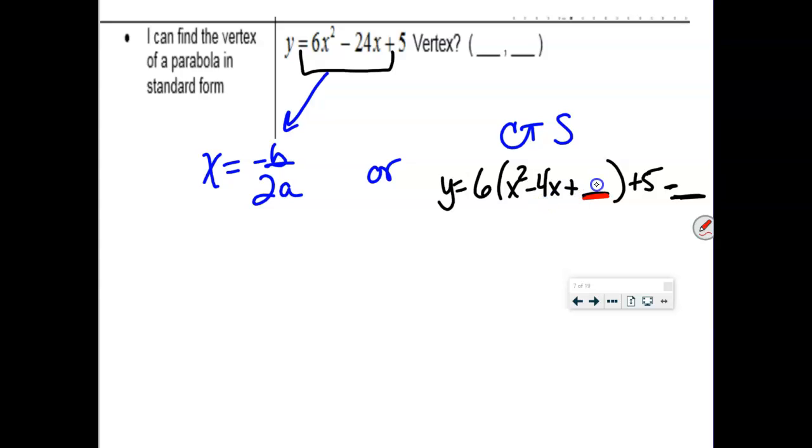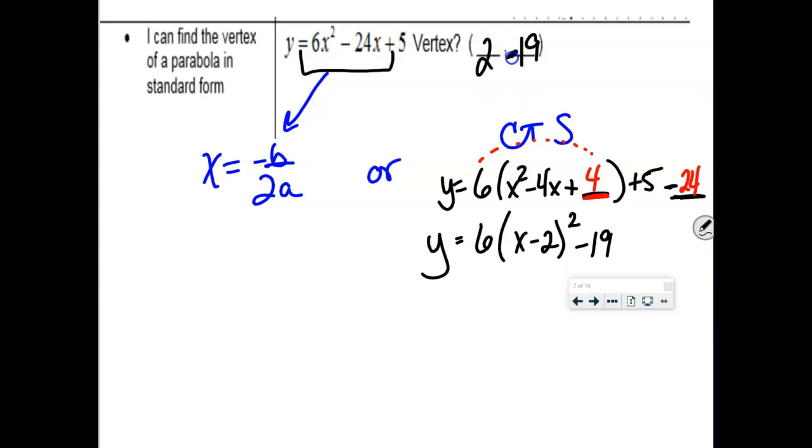Half of this squared is a 4, but this 4 is really a 24. So make sure you're subtracting 24 there. So 6 times x minus 2 squared minus, I can't add, okay, minus 19. So your vertex clearly at 2, negative 19.